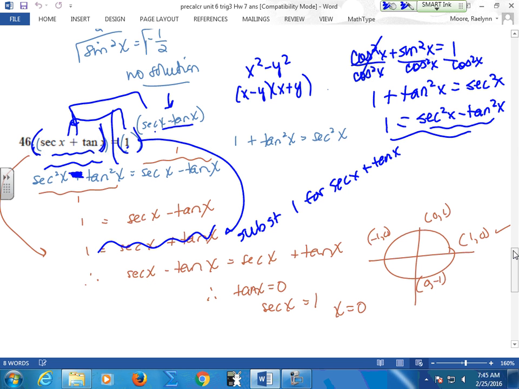Now, our original problem says secant x plus tangent x equals 1. So now, can I put this guy back over here in place of this? Can I take this 1 out and put this piece in here? Yeah, but why would you want to? Because I need secant and tangent to be together at the same time. I need secant and tangent to be together. So now, look what I end up with.